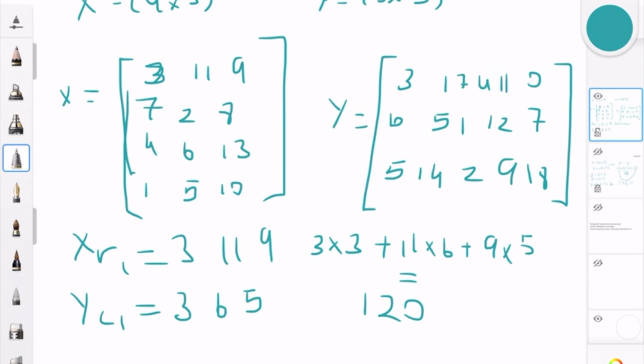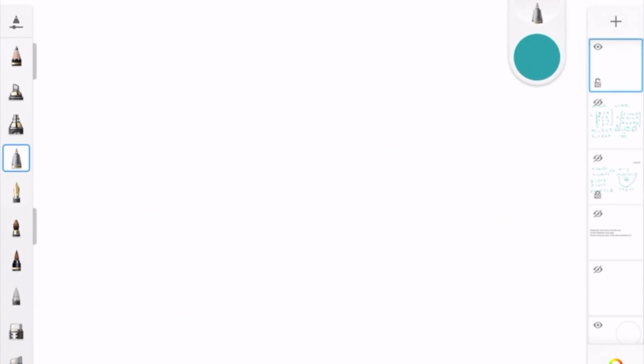For multiplication of XY to have one number in this first element, we want the complete row of X and the complete column of Y. Calculating it, we multiply the first element of the first row of X and the first element of the first column in Y, which is 9, and add to it the second element of X and the second element of Y, which is 66, and add to it the third element of X and Y, which is 45, to get 120.